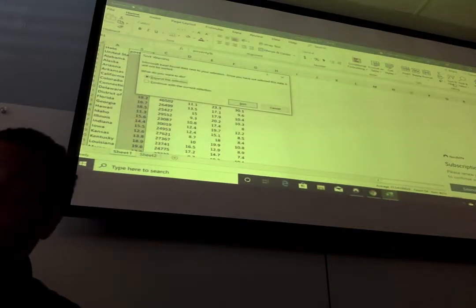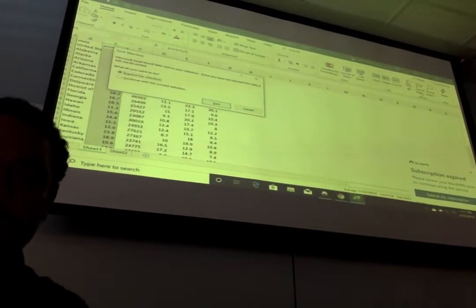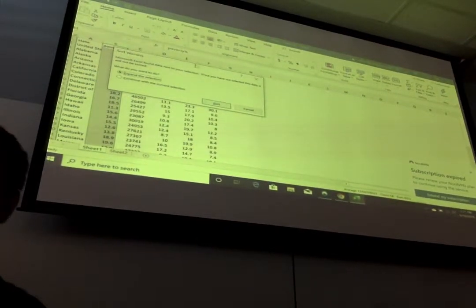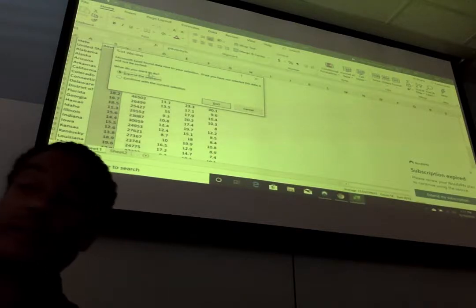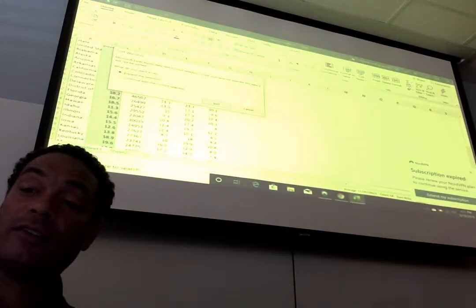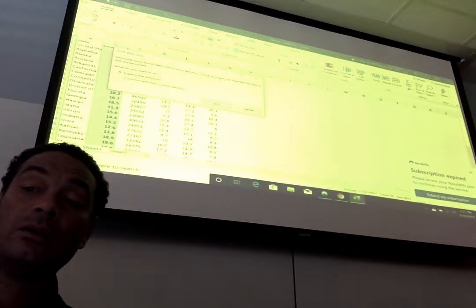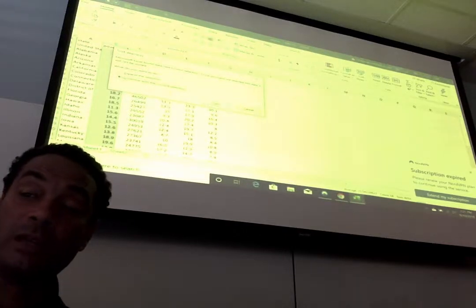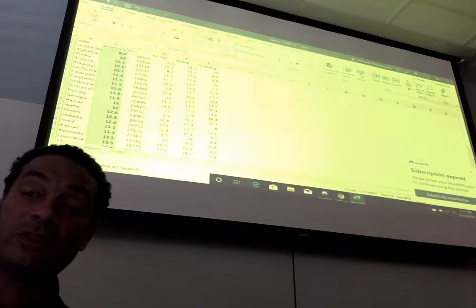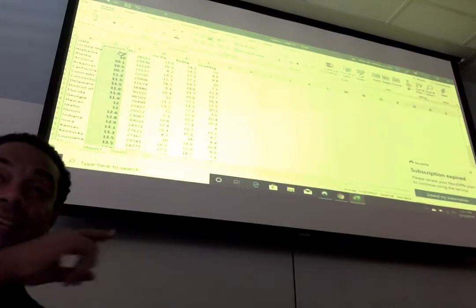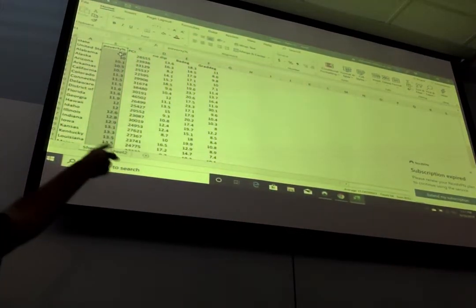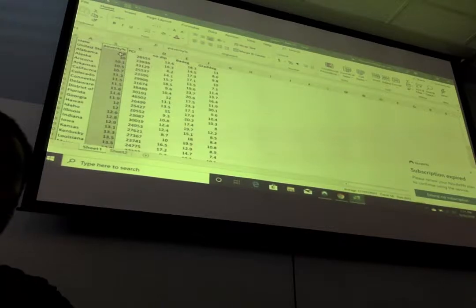So if I hit the sort key here, it asks me, do I want to expand this to all of the columns or just this one? Well, if I only do it to this one, then it sorted this one, but now this data does not correlate, it's not corresponding to the other data. So now I just messed up that whole column.